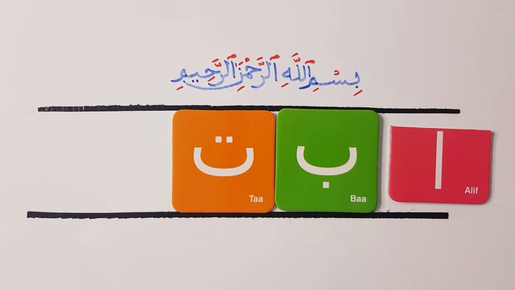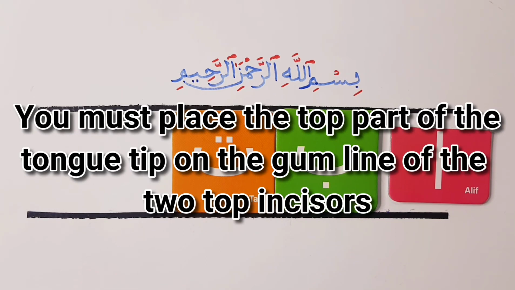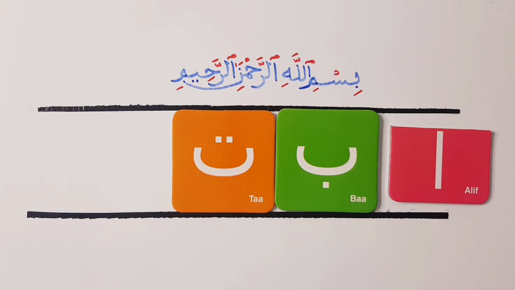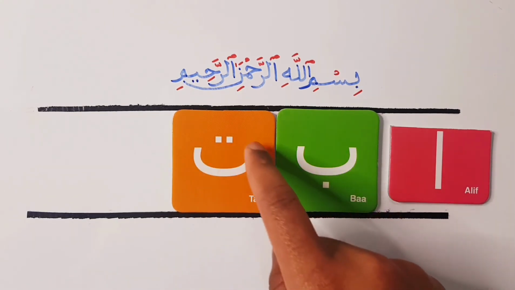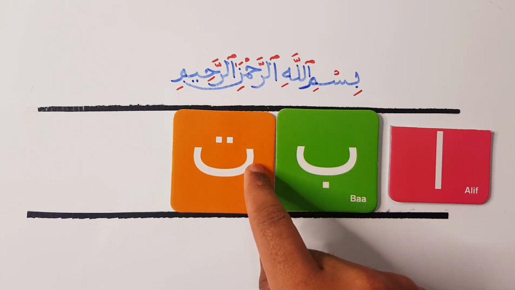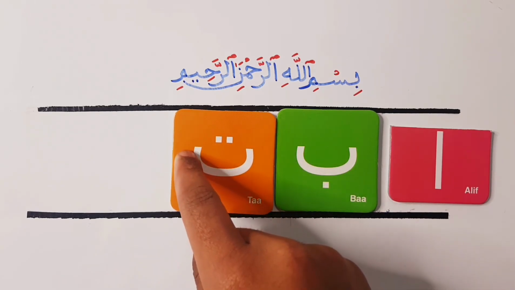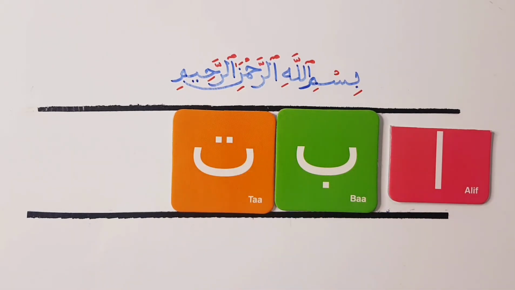And ta comes from the same place as the T in the English language, except that it's more flat on the roof of the mouth. It's more flat than the English ta. Ta is more towards the tip of the tongue. Na'am. So this is going to be written in the same way that we explained the ba. 3 steps. The first step, second step, and third step. Then we put the 2 dots at the top.